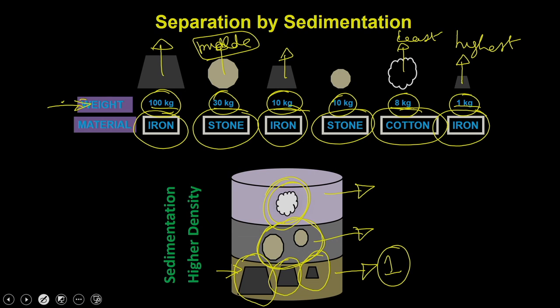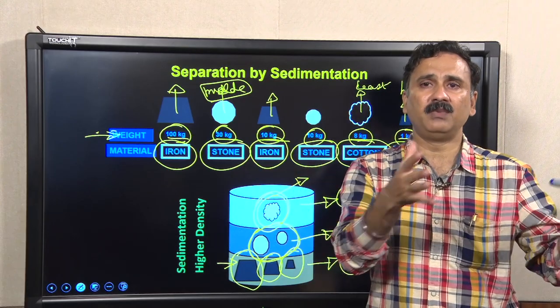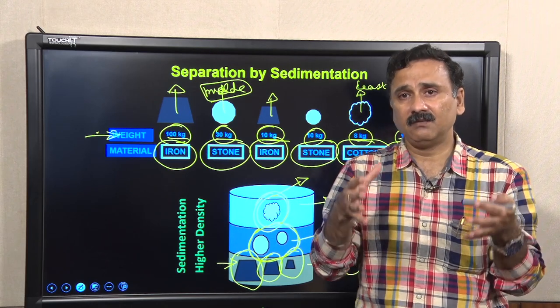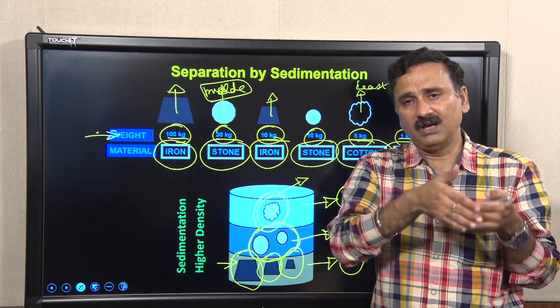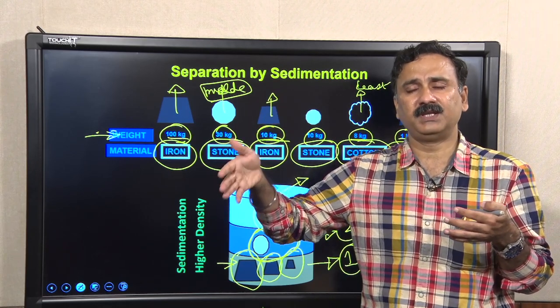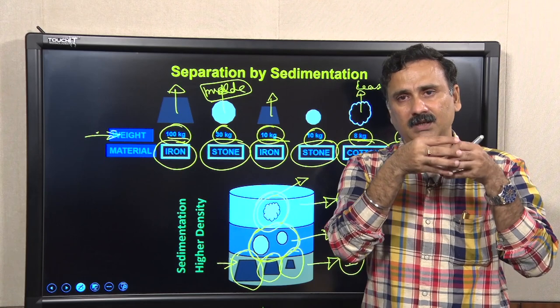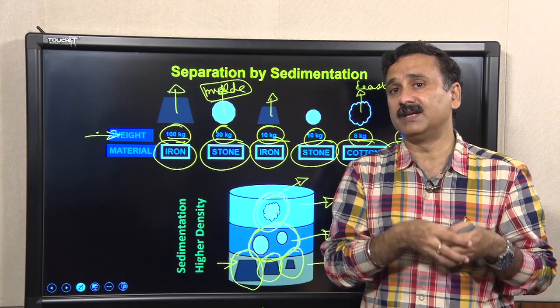But when you increase the speed a little higher, then the stone is going to be pelleted down, but the cotton will still remain within the liquid, okay. And then if you increase the speed further, because the cotton has the least density, it requires more force and more speed, because only then is the centrifugal force good enough to pellet it down, because the centrifugal force at the end has to nullify the effect of the frictional forces as well as the buoyant forces. And that's how you can pellet down particles of different densities.